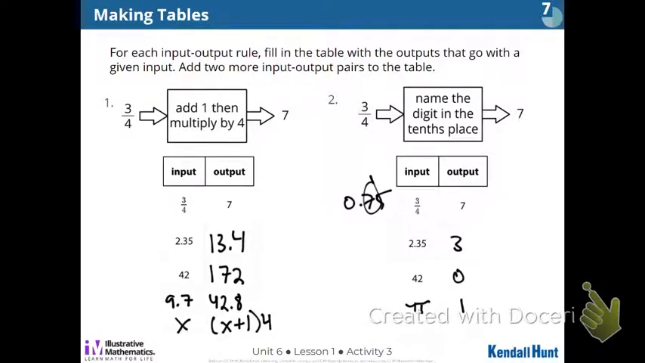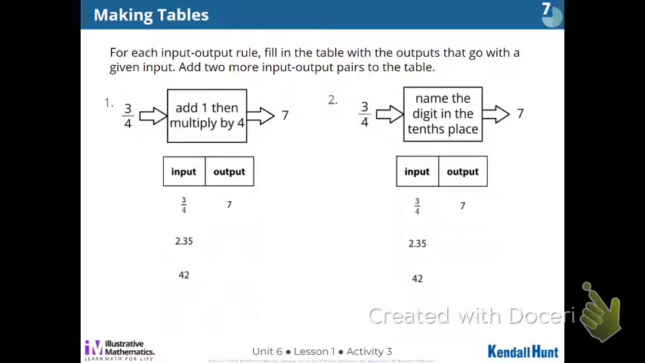Yeah, Lizzie. 2/10? It's 2? Yeah. You wrote it as 0.2? Just 2. Nice. Cool. All right, we have a couple more of these to check out.